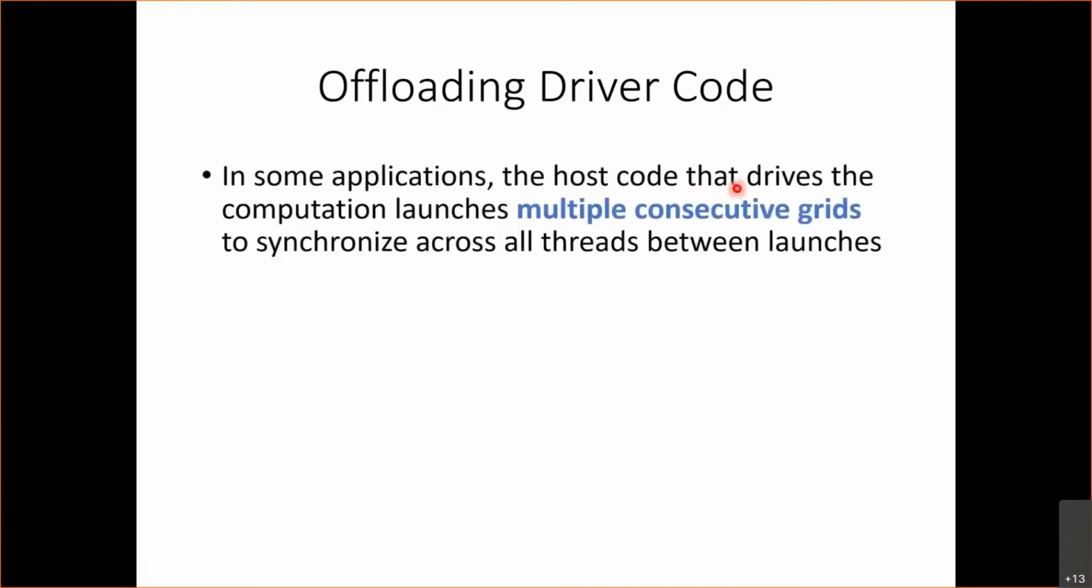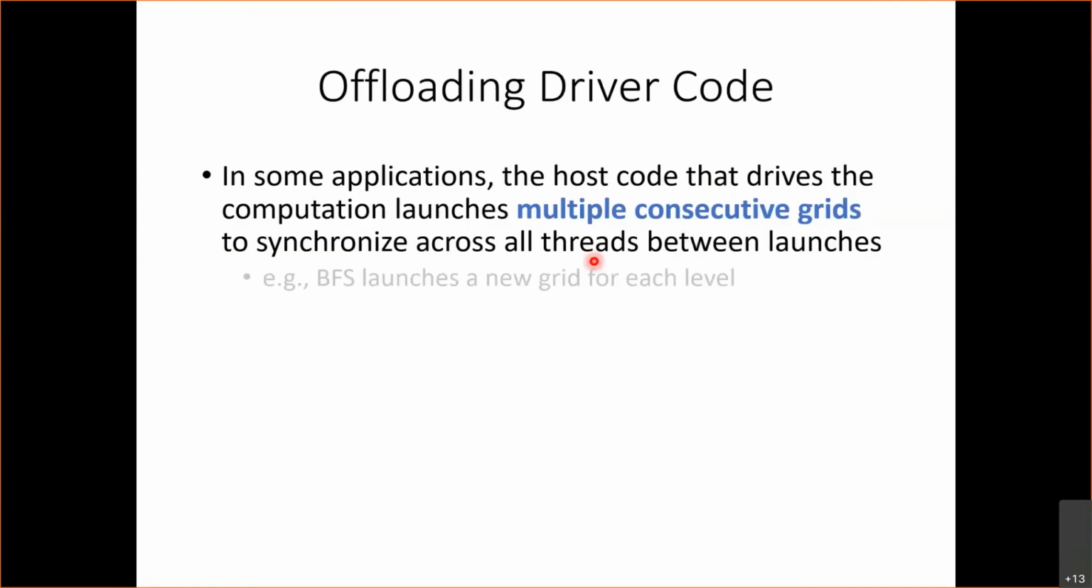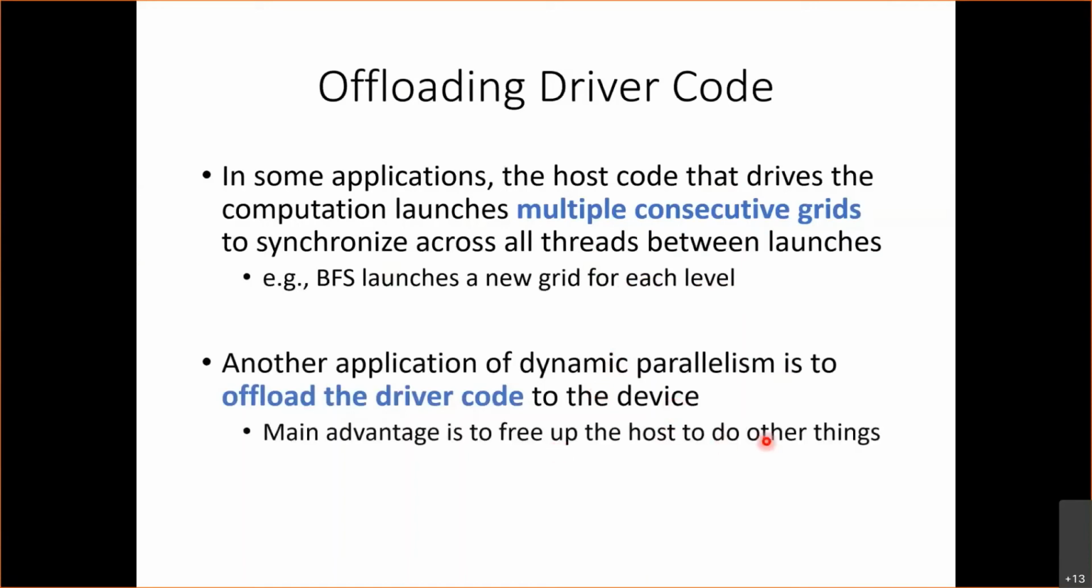In some applications, the host code that drives the computation launches multiple consecutive grids, and the reason it needs to launch multiple grids is to synchronize threads between launches. Here, the reason we have multiple grids for BFS is that we need to make sure all the threads finish for the previous level before we move on to the next level. So BFS launches a new grid for each level because we need to synchronize across the different levels. Another application of dynamic parallelism is to offload this driver code, and the main advantage is that we free up the host to do other things. Okay, is that clear to everyone?